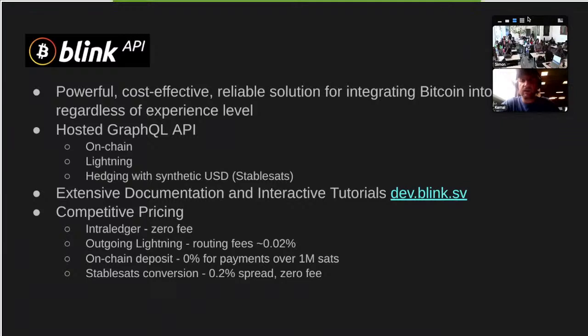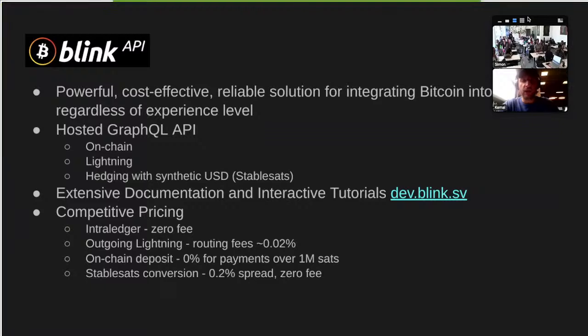For outgoing Lightning payments, usually the routing fee is historically 0.02% of the payment amount. There is no fee that Blink takes, so you're only paying the Lightning Network routing fees, and you're doing so only for the outgoing payments. For incoming payments, it's the payer's concern, right?